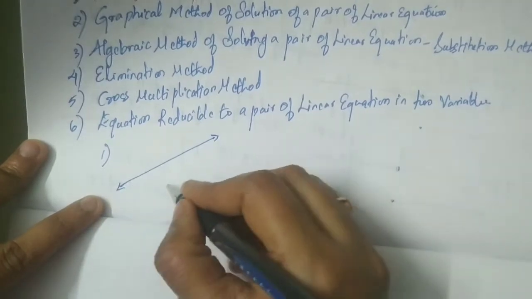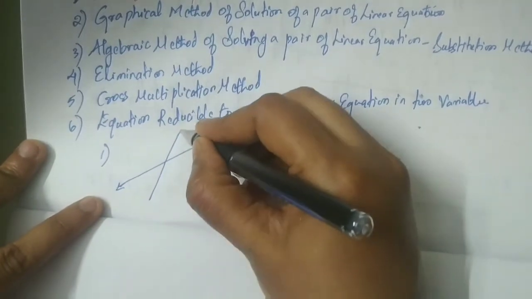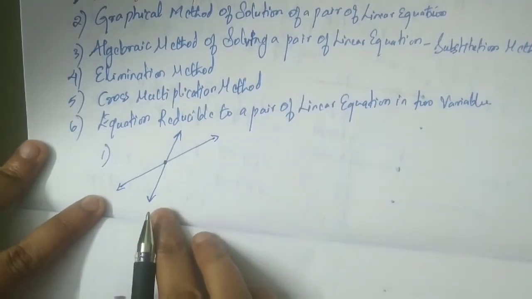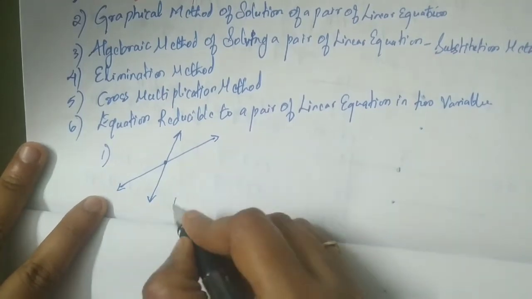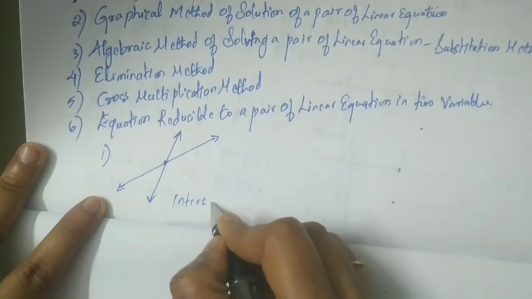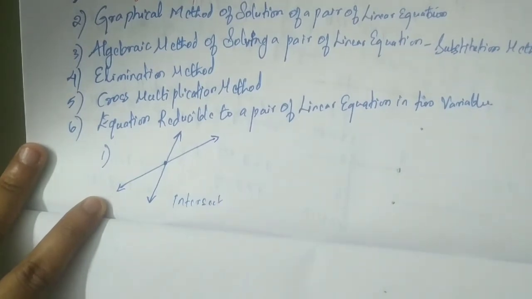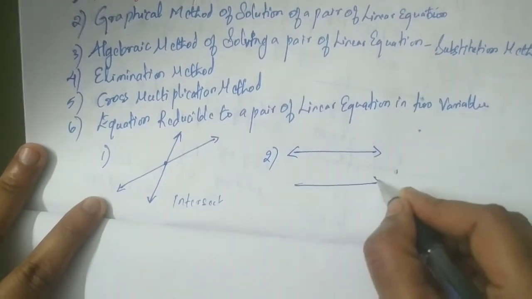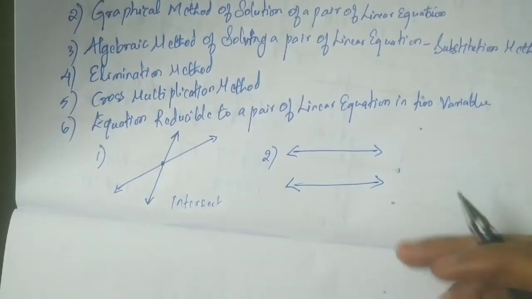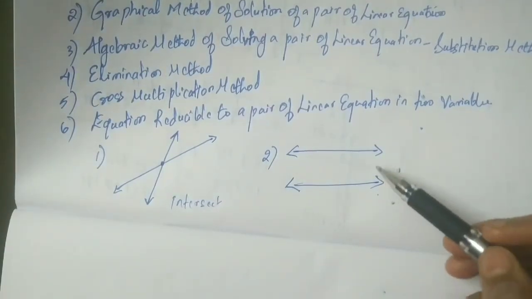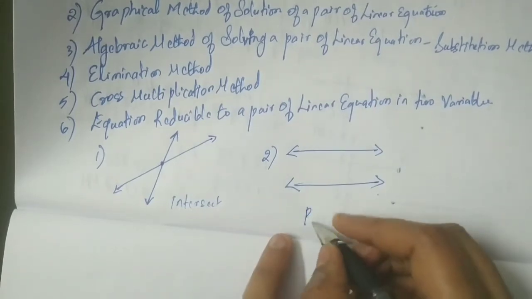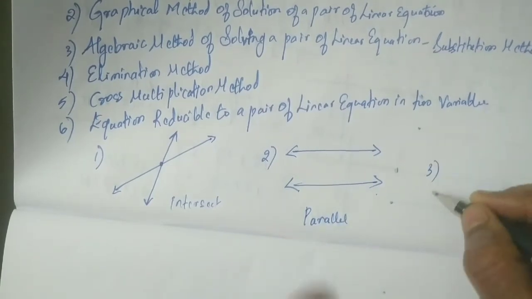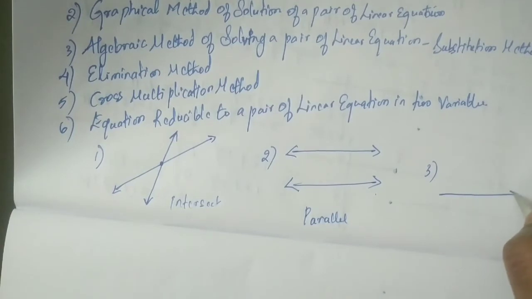So you will have either two lines intersecting, that can be one type of graph you might get when you solve a pair of linear equations, that we call intersection. The two lines intersect at a unique point. The second graph can be two lines parallel to each other. Why am I specifying only two lines? Because you have only two equations, and two equations will be a straight line because the power of x and y are linear. Okay.